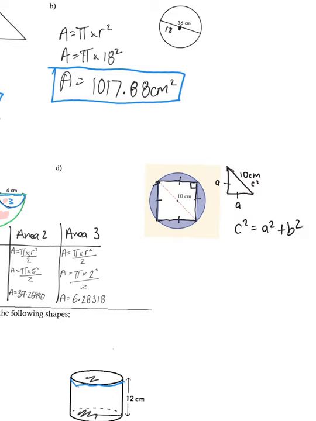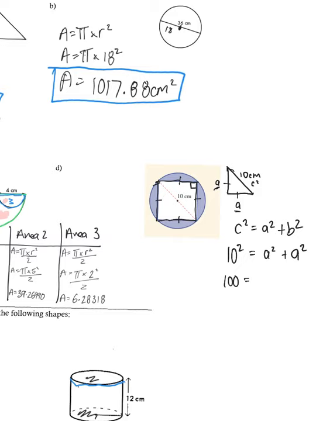There might be an easier way than this. This is just what came to mind. Remember, it doesn't matter how you get the answer as long as you get it. So C, our hypotenuse, is 10. I'm going to sub in A for each length, so it's going to be A squared plus A squared, since our value of B is also A. If we do 10 squared, that's going to equal 100.